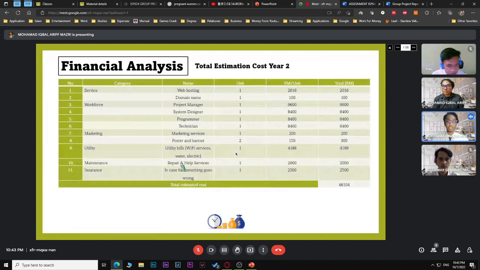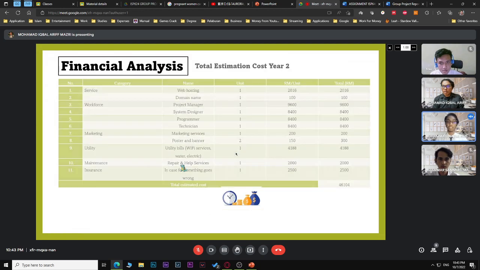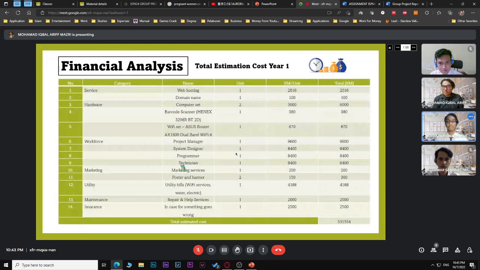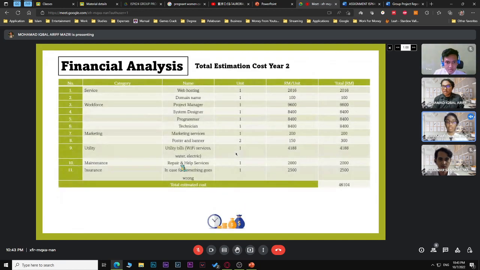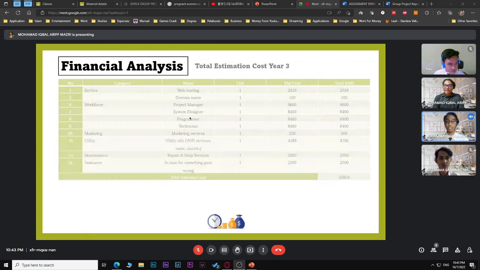So the first year, we are going to pay for services, hardware, workforce, marketing, utility, maintenance, and insurance. For hardware, there are two computer sets that we have to pay for.